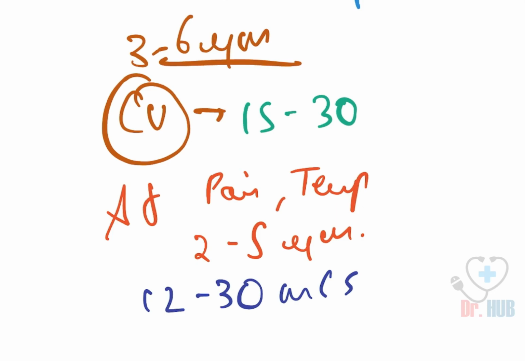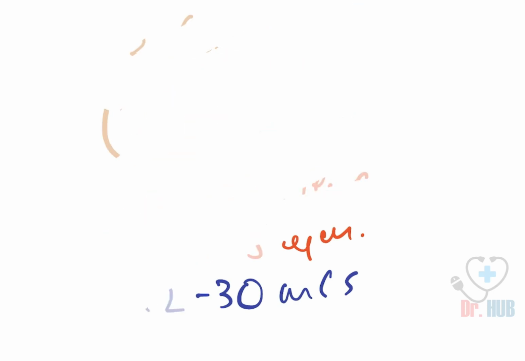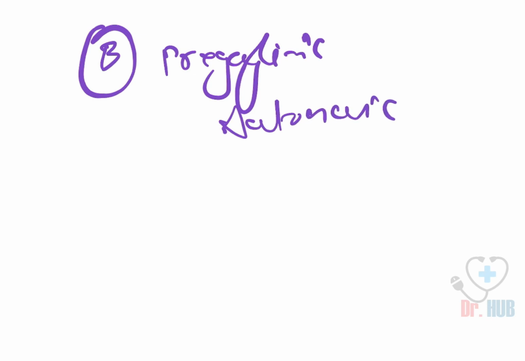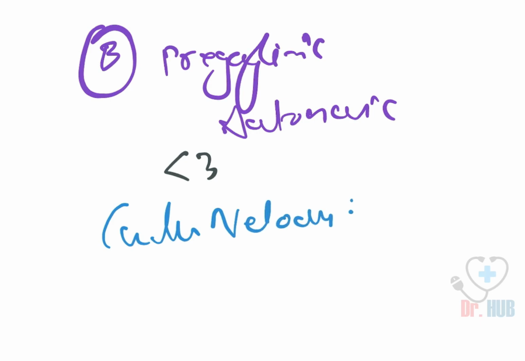And next we move on to the fiber type, that is fiber B. So what is fiber B? Fiber B is pre-ganglionic as well as autonomic. The fiber diameter is less than 3, and the conduction velocity is 3 to 15. And what about the spike duration? It is about 1.2.